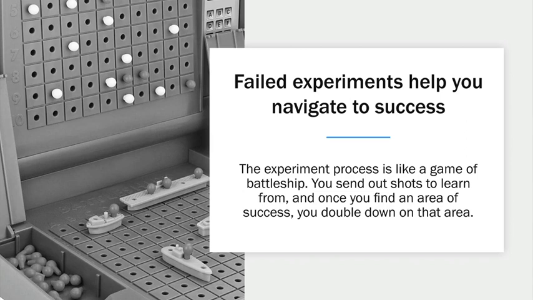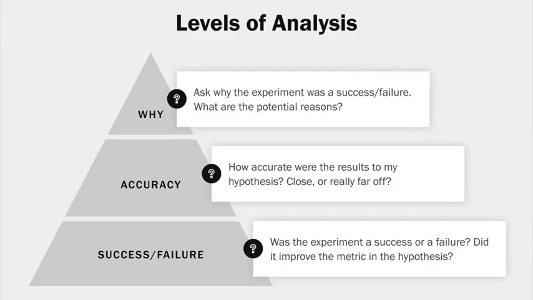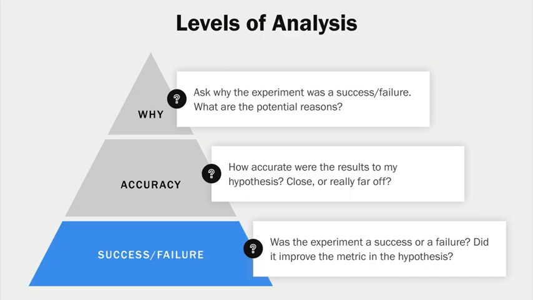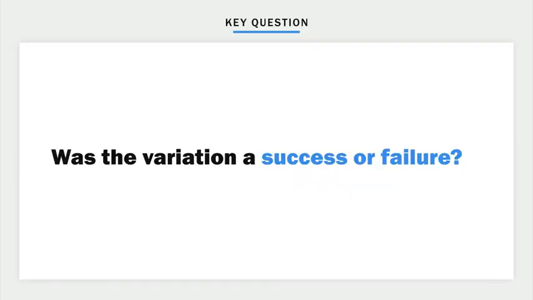So in order to extract the learnings from the experiment, whether it was a success or a failure, we go through 3 levels of analysis. We start with success and failure, accuracy, and then try to understand the question, why? Let's talk a little bit about success and failure. Here, we're answering the simple question, was the variation a success or a failure? Did it improve our target metric or not?